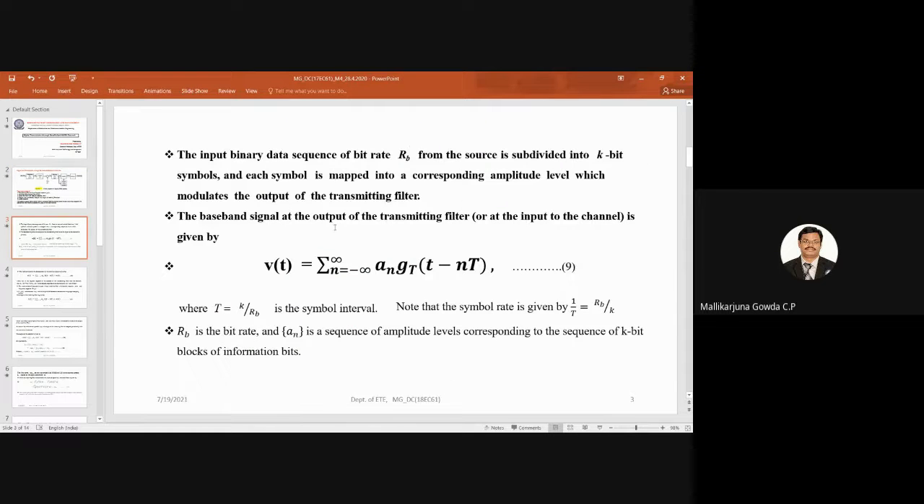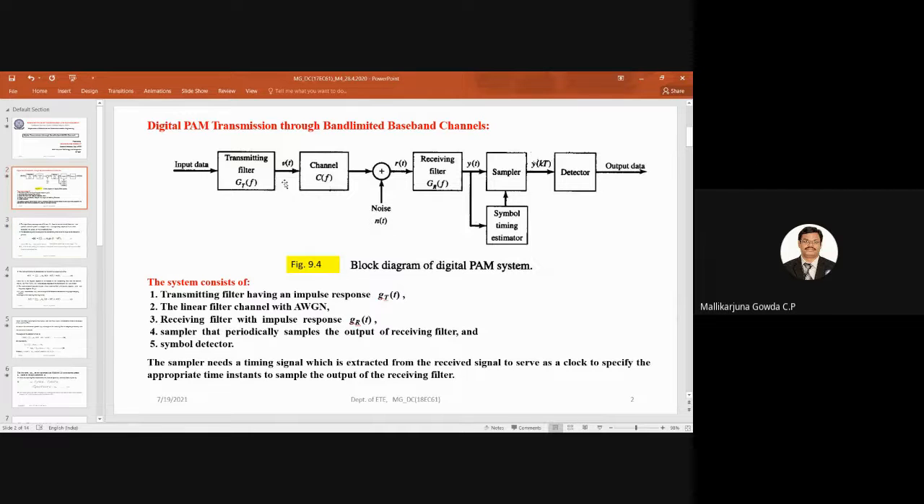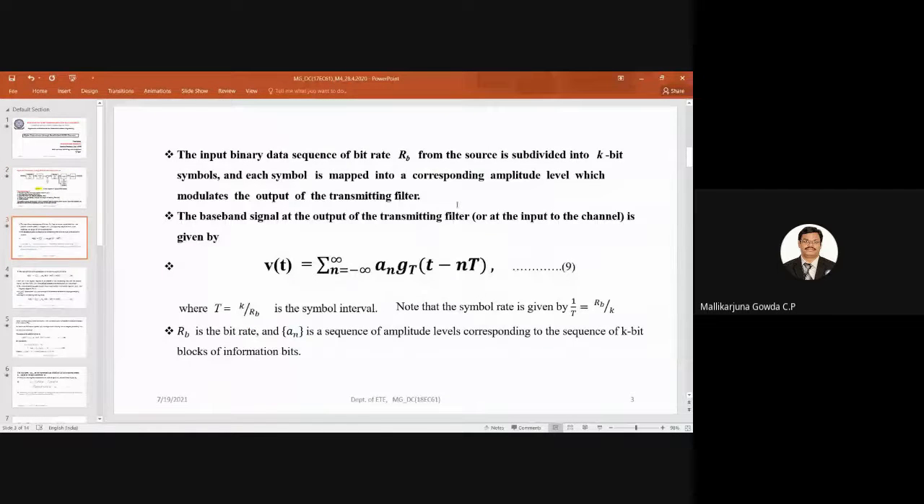So the baseband signal at the output of the transmitting filter, I'm denoting that as v of t. So how do we denote that? This A suffix n is the amplitude level. So this g_T of t minus nT is the pulse. And here the value of n varies from minus infinity to infinity, meaning I have an infinite number of pulses, and each pulse has a magnitude given by that suffix n.